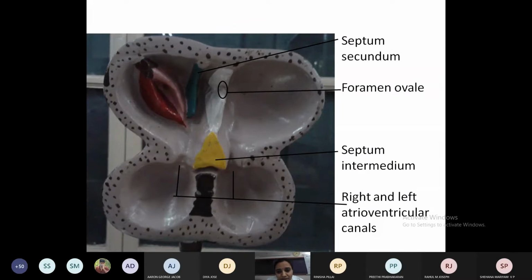Okay, any doubt in this? Yes. Ma'am, could you explain the foramen ovale once again? Foramen ovale. Okay.